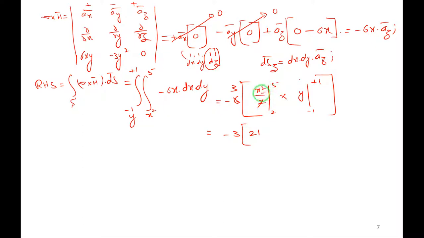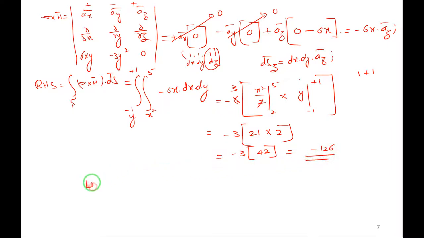So 5 square is 25, 2 square is 4, 25 minus 4, 21. So into, upper limit minus lower limit. So 1 minus of minus, it will be plus, right? So 1 plus 1, it is 2. So just you multiply, how much you will get? 2 1s are 2, 2 2s are 4, 42, right? 3 2s are 6, 3 4s are 12, minus 126.